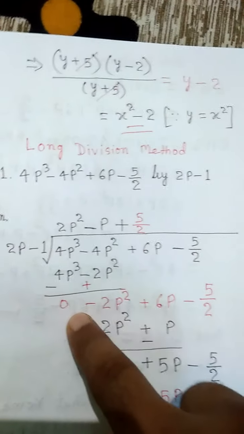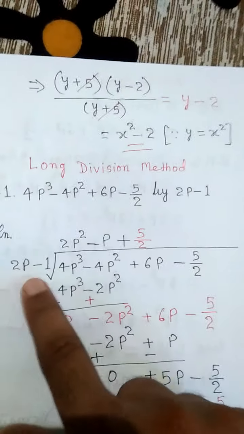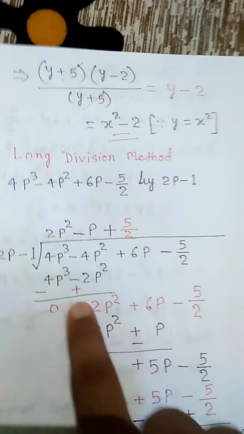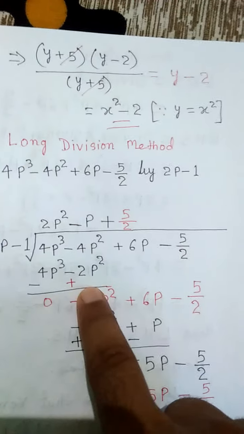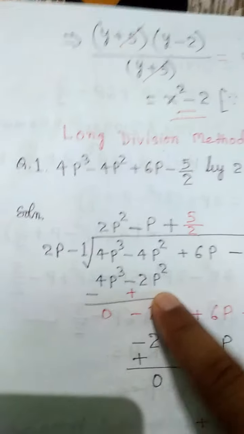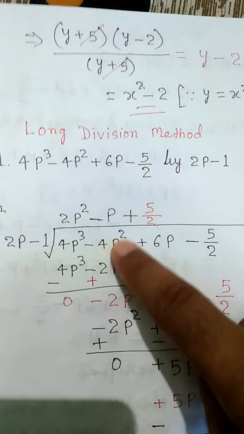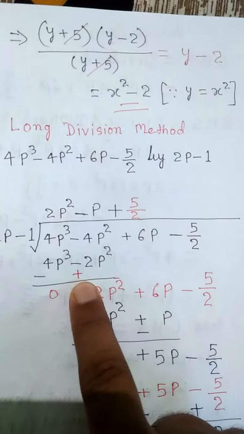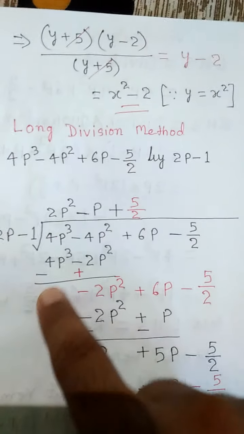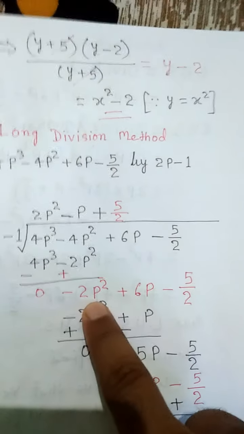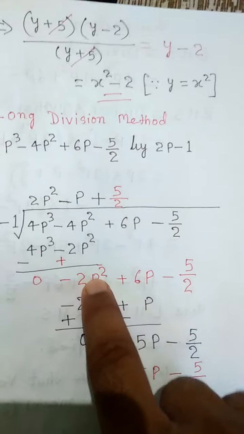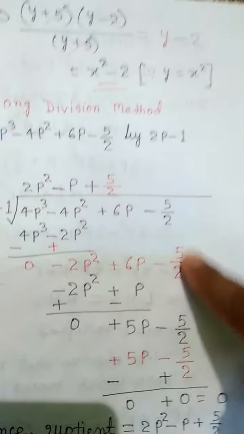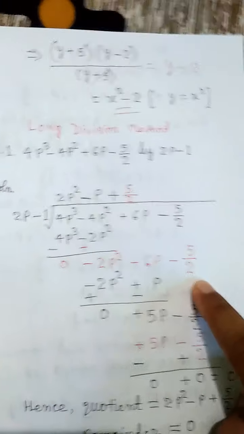This part is cancelled. Now minus 1 into 2p square gives us minus plus minus 2p square. Now solve this. Minus 4p square minus minus is plus. Here is minus, this is cancelled. Here we have minus 2p square. 6p is carried here. Minus 5 by 2 is carried here.